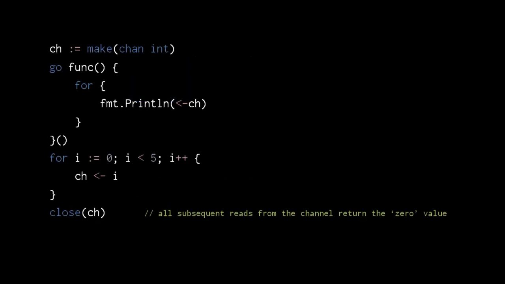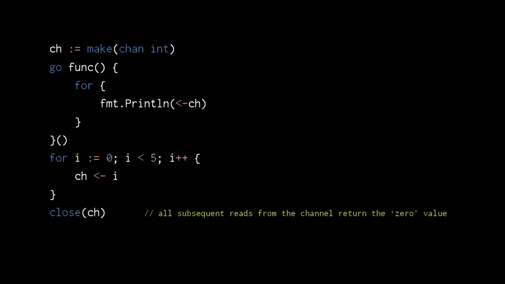When we call the built-in function close on a channel, all subsequent reads from that channel will never block and will return a zero value. Here, our goroutine reads and prints values from the channel in an infinite loop. Meanwhile, in our main thread, we send the numbers 0 through 4 on the channel and then close the channel. Consequently, the goroutine will print 0 through 4 and then keep printing the number 0 forever.